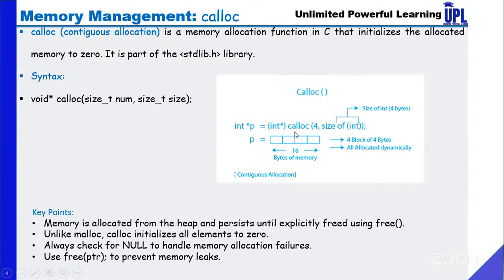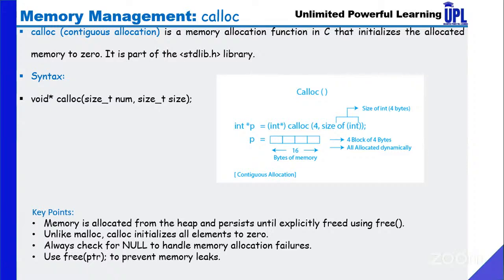Both will allocate the memory, but this will be initialized contiguous allocation in terms of blocks: block 1, block 2, block 3, block 4, 4 blocks of size of int, which is 4 bytes. If memory is available, it will be allocated. This 16 bytes block is allocated in terms of contiguous allocation. This is called contiguous allocation, another way of initializing the memory in the heap for further usage.